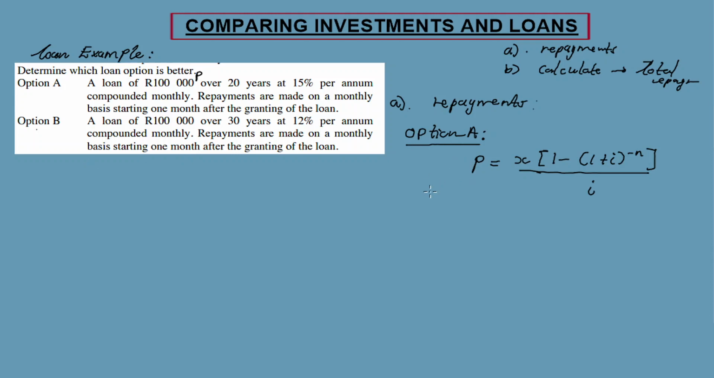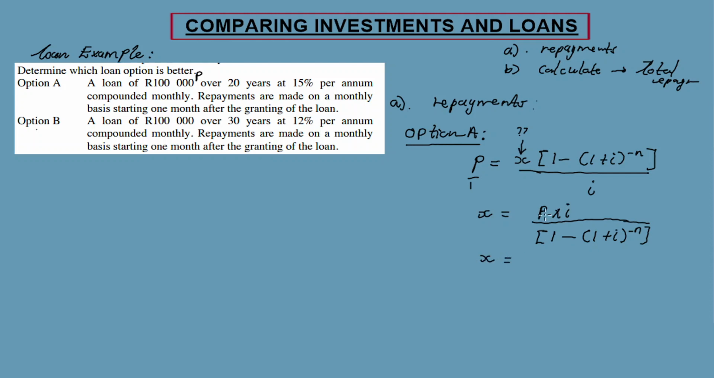So here we do this again. We need to calculate our monthly repayments. In other words, we need to make x the subject of the formula. So we cross multiply, and then we divide by this bracket. x is equal to P times i, which is the interest, divided by the bracket 1 minus (1 plus i) raised to exponent minus n, like this.